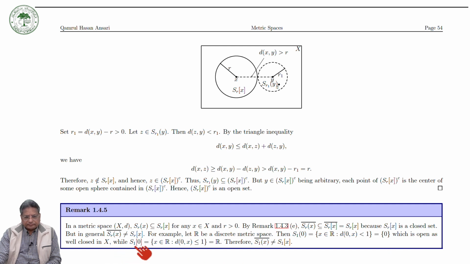And the closed ball here is d(0,x) less than or equal to 1. So this is the whole space. So the closed ball is equal to the whole space. And the open ball is equal to {0}, and this set is closed. So the closure of A is equal to {0}, while the closed ball is the whole space X. So the closure of the ball with center 0 and radius 1 is not equal to the closed ball with center 0 and radius 1 in the discrete metric space. So in general, you cannot say that the closure of an open ball is equal to the closed ball.